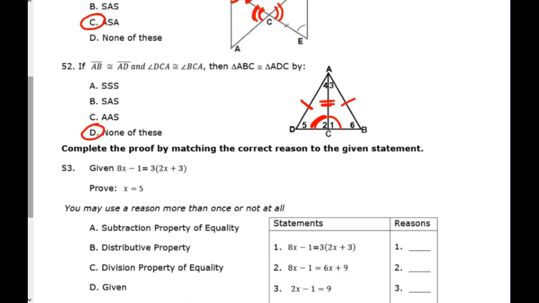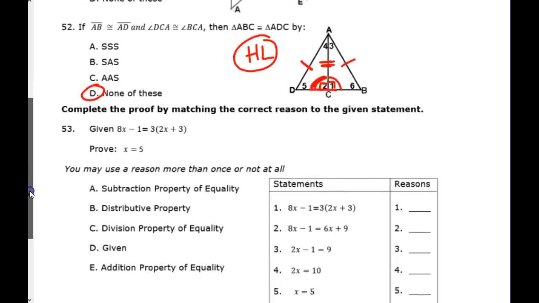Now, technically, these two angles that are congruent, that make a straight line, should be right angles, if you ask me, which would make it HL. Because those are 90-degree angles, but we need to fix this one. So, all right, 53.